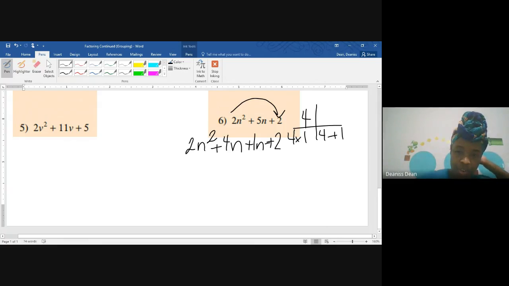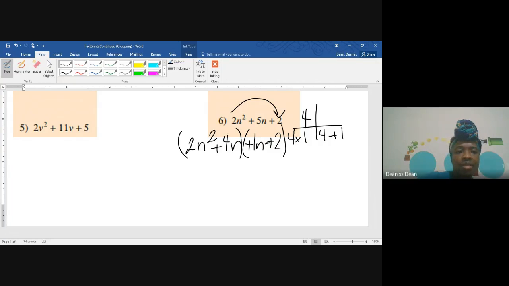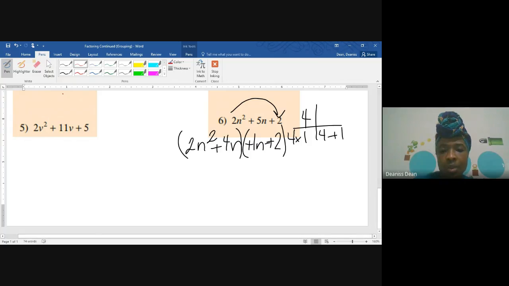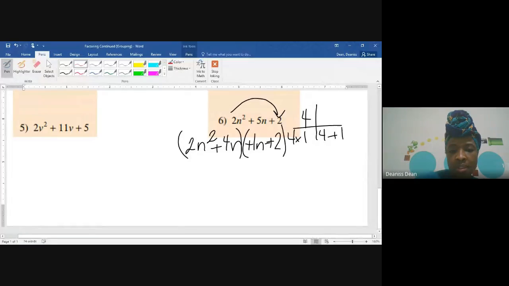All right, then we're going to group these together. So we do our GCF, so the first set of parentheses. So you got 2n squared plus 4n. What do you think that GCF is going to be for that one, the 2n squared plus 4n, that first set of parentheses? Okay, that is correct, 2n.